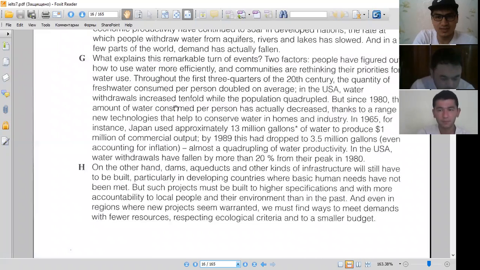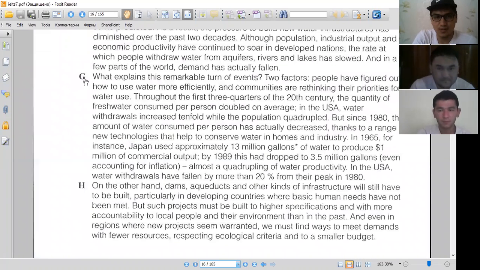So let's continue. I think we were explaining paragraph G, right? No. So what explains this remarkable turn of events? So here, explain is a keyword, and two factors. So factors, of course, will be explained. That's why explain and factor are the biggest keywords in this paragraph.